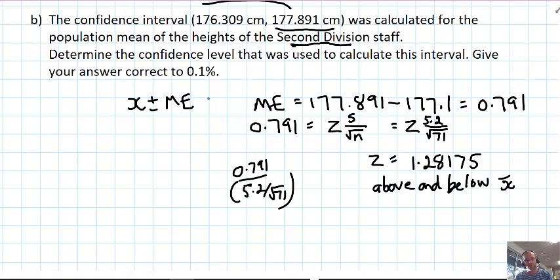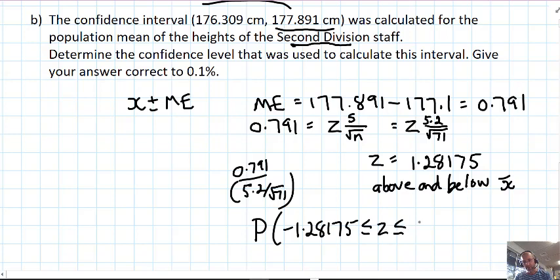What is a confidence level as a percentage? Well, it's related to the area under the graph, and so we need to find the probability such that negative 1.28175 is less than or equal to Z, which is less than or equal to positive 1.28175. Now we can do that on our calculator, our TI Inspire.